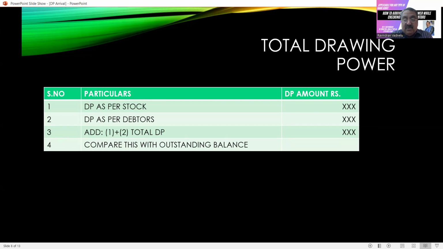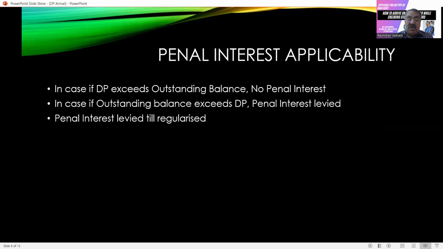This point you have to remember, and compare the total drawing power with the outstanding balance as stated in the cash credit account of the borrower. So drawing power as per stock, drawing power as per debtors, add, and you have to compare the total drawing power with the outstanding balance. Now, what is the implication? Why do we have to compare this?